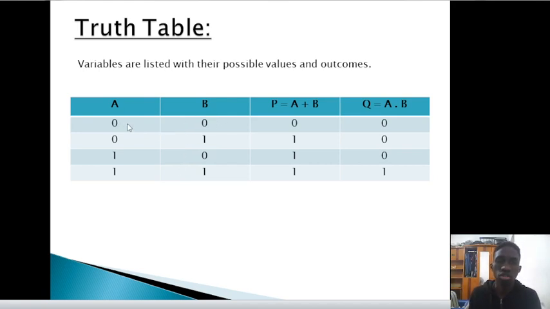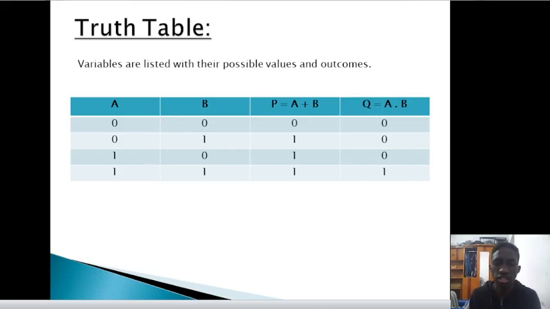A can be 0 and B can be 0. A can be 0 and B can be 1. A can be 1, B can be 0, and A can be 1 and B can be 1. So these are all the possible combinations of values for A and B. So how do we get here? How do we get the possible combinations for A and B?